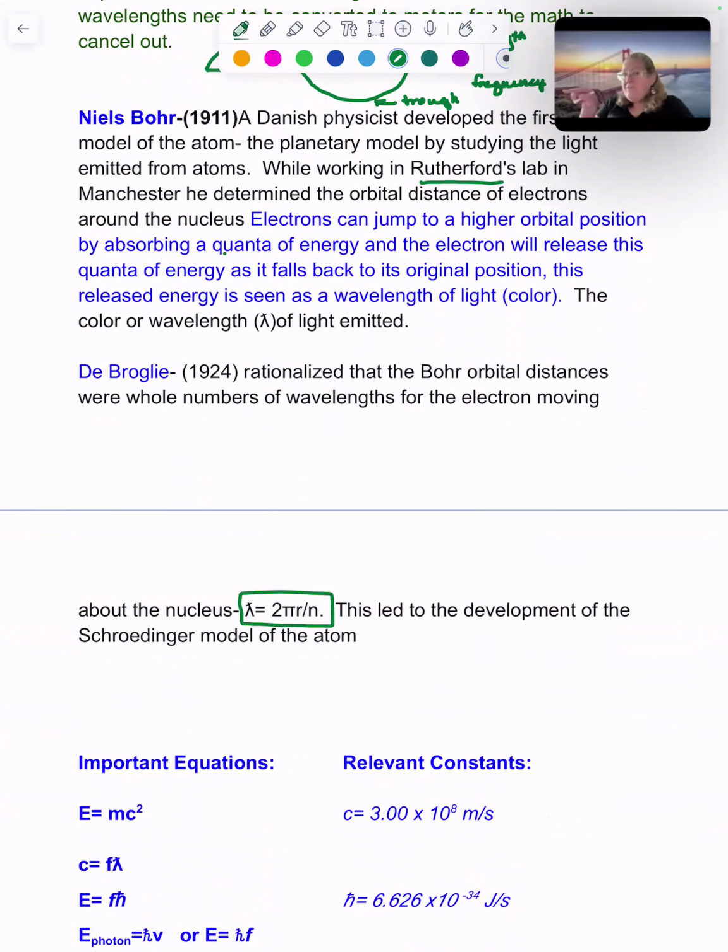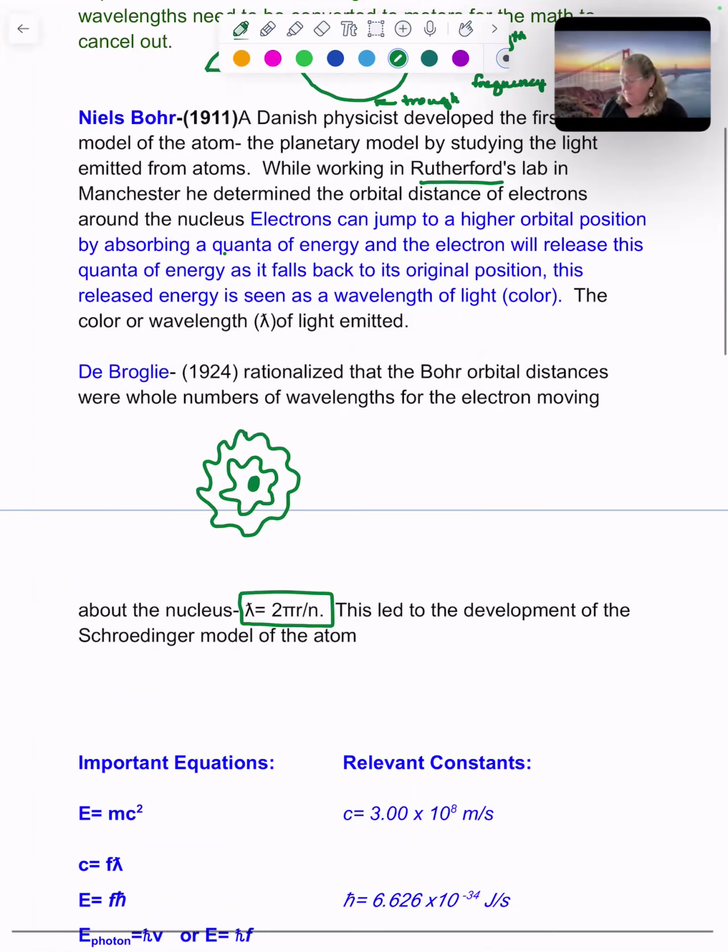It's where the crest and the trough will completely match back up. And let's see if I can... yeah, I kind of drew that, not exactly to scale, but you get the idea. And then the next orbital would be when you would have another complete set of waves going around the nucleus where they're not going to cancel each other out. So in whole numbers of wavelengths around the nucleus.